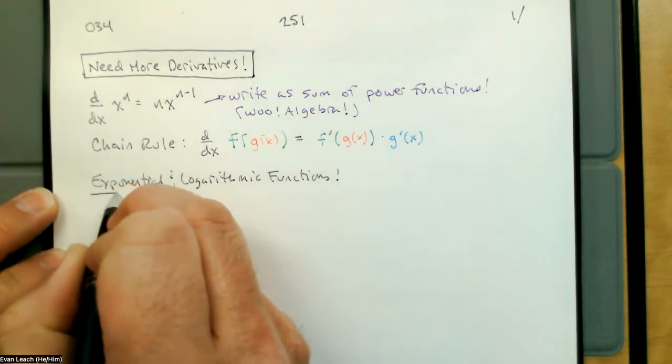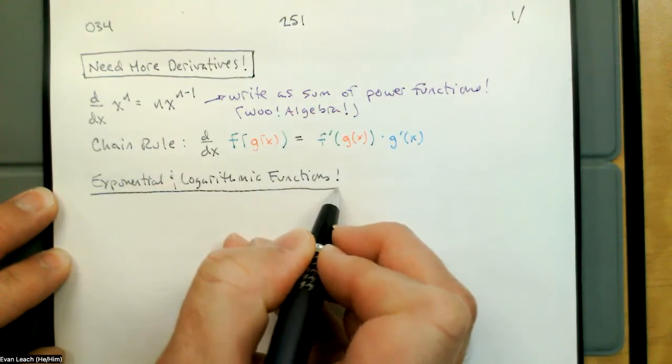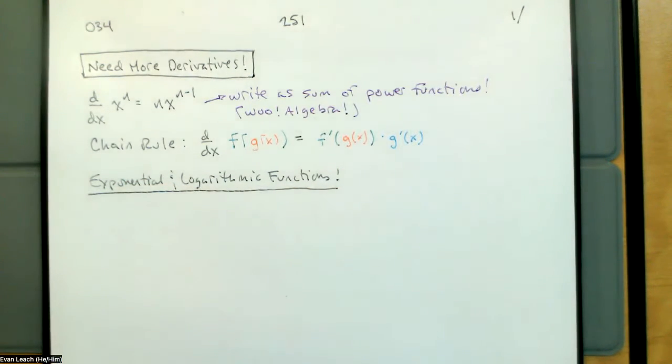So first new category is going to be exponential and logarithmic functions. I like to group things with their inverses. So I look at exponential functions, and we're going to look at the inverse of the exponential function, the logarithmic function.